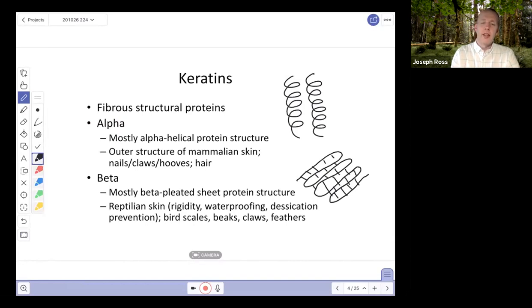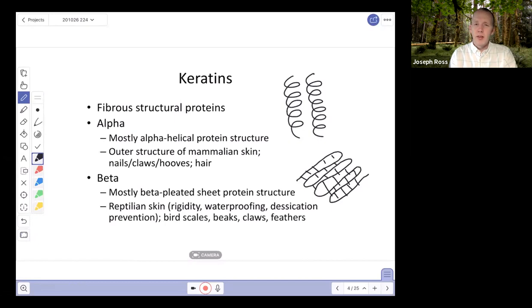So it's known that the alpha keratins tend to be involved in producing things like mammalian skin, nails, claws, and hooves, and our hair. Not that I have that much of it right now. Alpha helix proteins. And then the beta keratins that form these beta pleated sheets tend to be involved more in skin and in birds, scales, beaks, claws, and feathers.